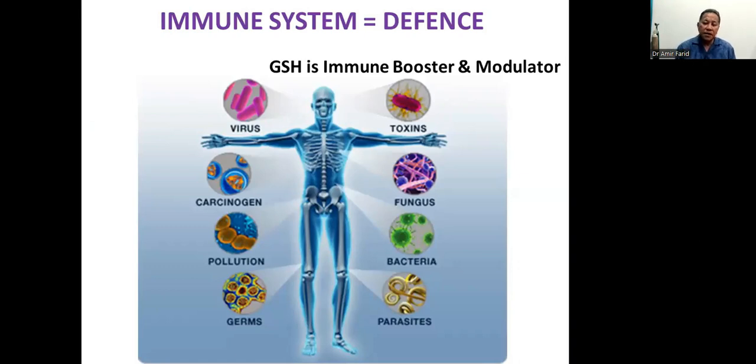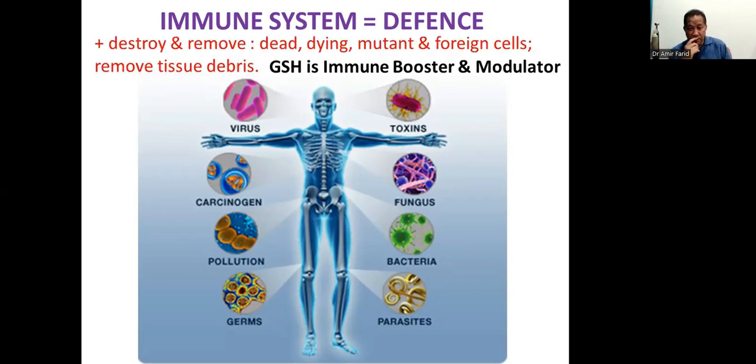When it comes to its function as an immune booster and modulator, we know that the immune system is our defense against external attack from all sorts of organisms, including viruses, bacteria, fungi, and parasites. But it is also our defense against certain types of toxins, and also defense against cancer. So our immune system, apart from doing the traditional work of fighting invaders, also destroys and removes dead, dying, mutant, and foreign cells, and removes tissue debris, which otherwise would contribute to the body getting sick and diseased.